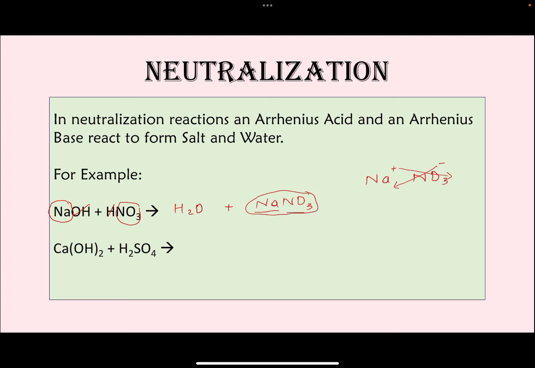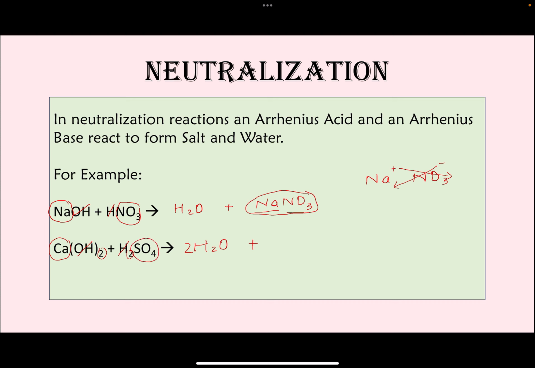So let's look at the second example here. Once again, we're going to take out the hydrogen and the hydroxide to make water. The thing to keep in mind here is that you have 2 hydrogens and 2 hydroxides. So that means when they combine, they are going to make 2 water molecules. Now let's look at what's left in your compound. So we have 1 calcium and we have 1 sulfate.